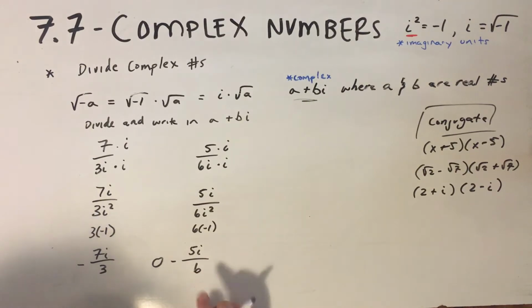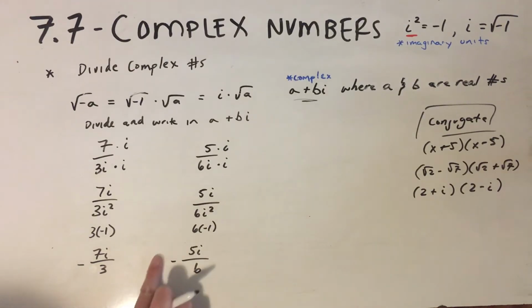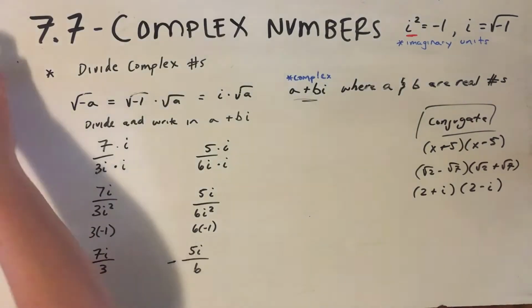This should be a 6 here. Sorry, I didn't finish writing the 6. 5i over -6. Again, the negative's right here. So either way you want to write this is fine. So this is with a single term in the denominator.